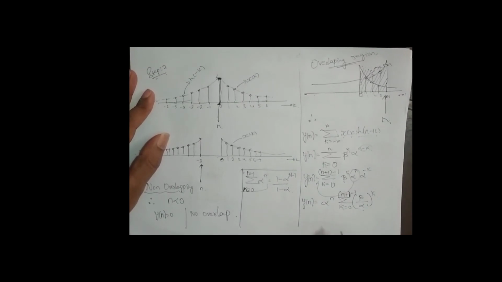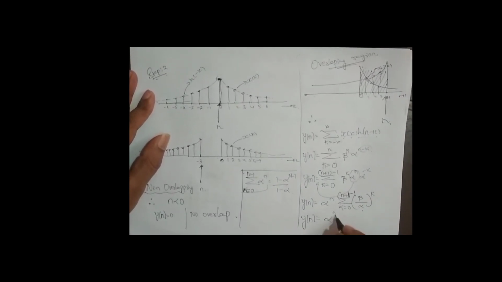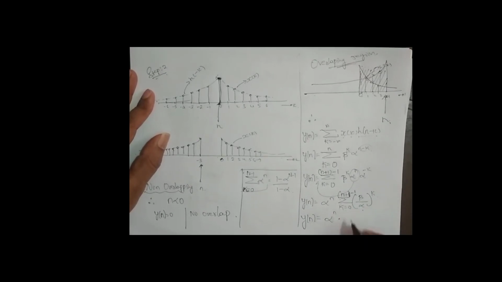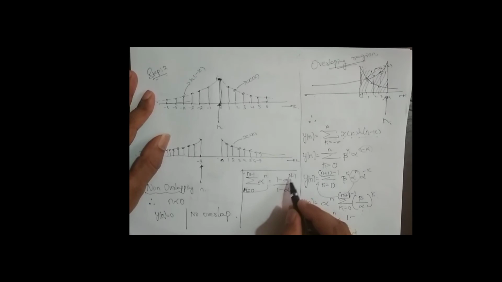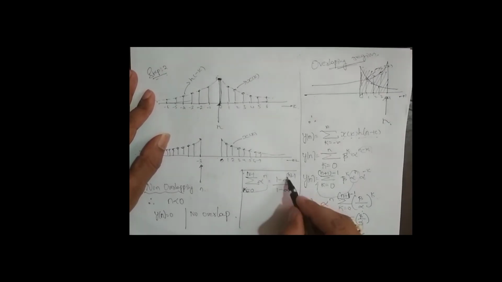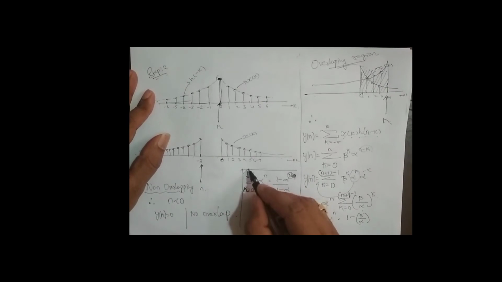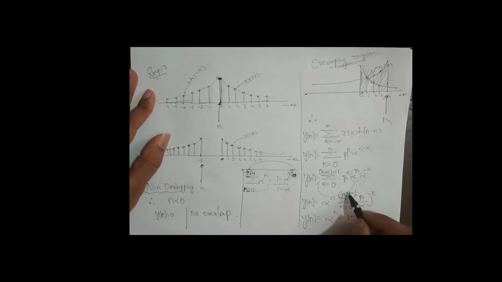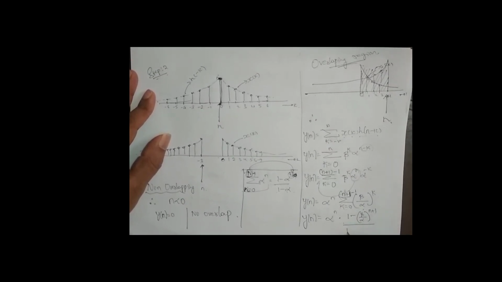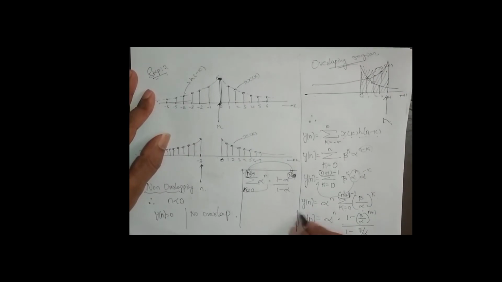Okay, so what is y of n now? It is alpha power n into summation, which is nothing but 1 minus alpha power capital N divided by 1 minus alpha. But what is alpha? It is beta divided by alpha. So this N term comes here, and this N plus 1 term, which is nothing but N plus 1 whole, divided by 1 minus beta divided by alpha. So this is the output of the system for the overlapping region.